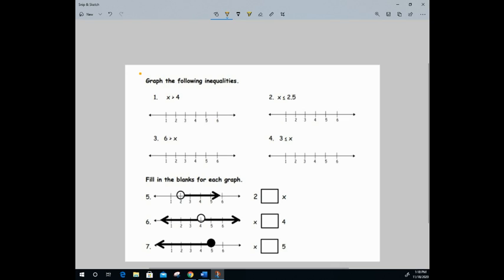All right, ladies and gentlemen, in this video, I'm going to go over how to graph and how to write inequalities. So let's take a look right at problem number 1. It says x is greater than 4.